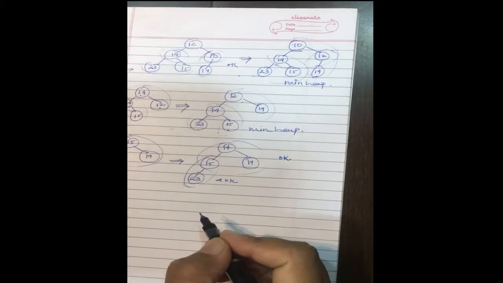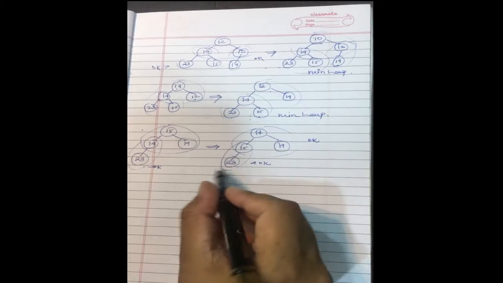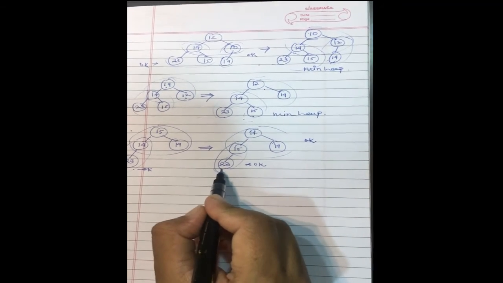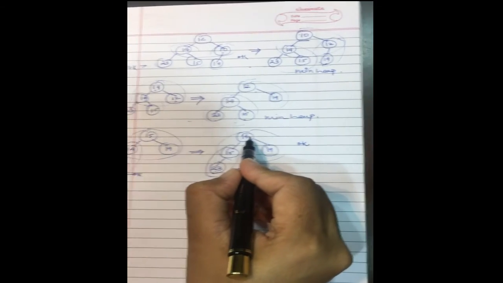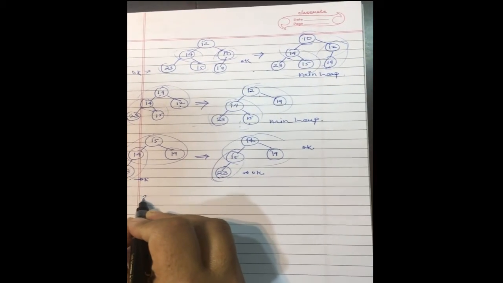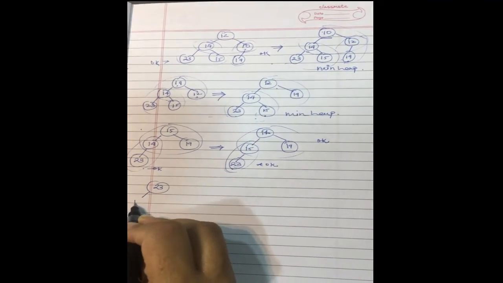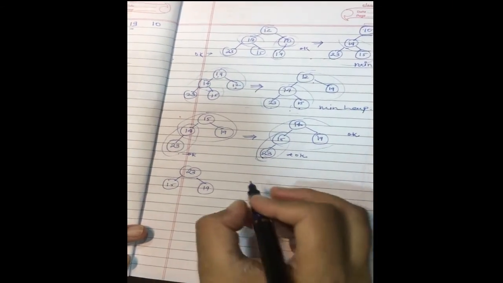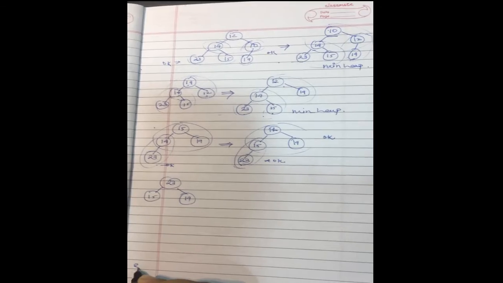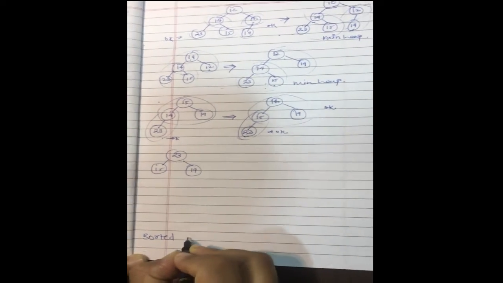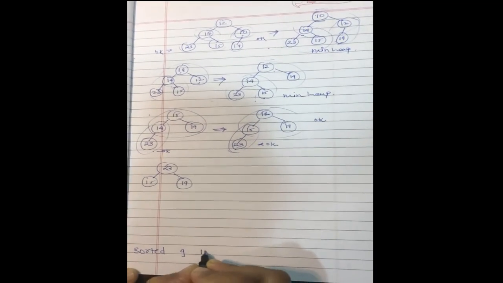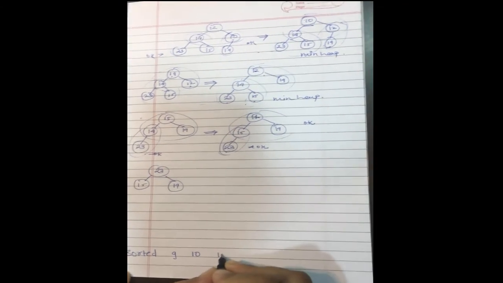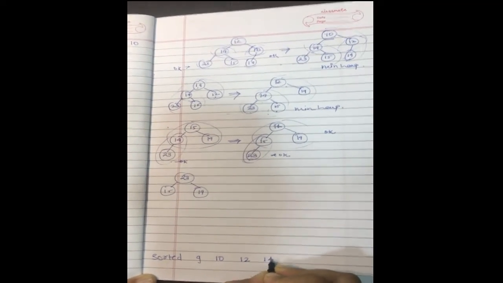So you will take 14 out and the last number from the tree is 23. 23 will be replaced with 14. So our new tree will become 23, 15 and 19. Till now we have taken the numbers into the sorted array: 9 is shifted, then 10 is shifted, then 12 is shifted, then 14 is shifted. Now we got this subtree.